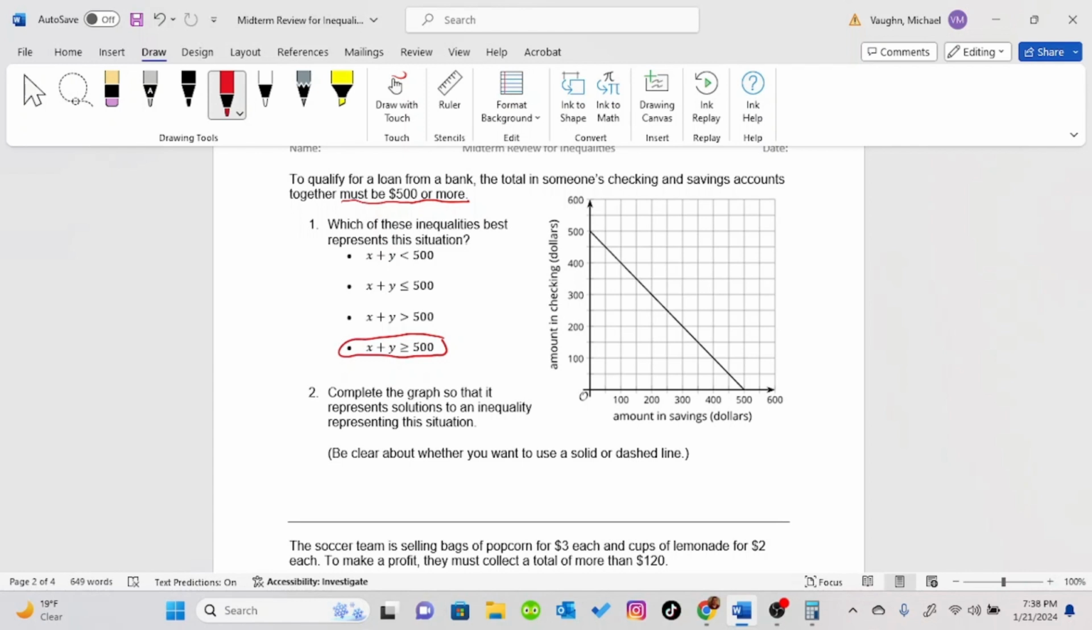Number 2 wants us to complete the graph so that it represents solutions to an inequality representing this situation. Be clear about whether you want to use a solid or dashed line. We want a solid line because we have greater than or equal to.